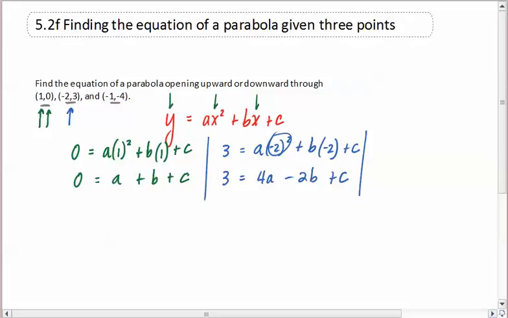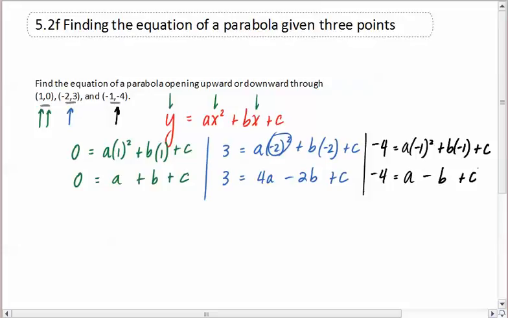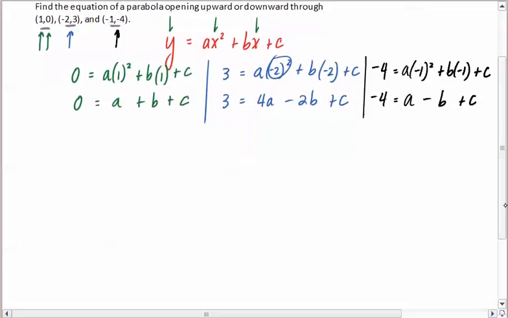And lastly, let's take a look at this one. The very last point, negative 4 is the y. So I'm going to put in for the x, negative 1, then again negative 1 for x, and there's the c. So I have negative 4 is equal to 1. Negative 1 squared is 1, so I don't need to write it, minus b plus c. Now I'm going to take these 3 equations, and that's going to be my system. When I solve the system, I'll have a, b, and c, and I'll put it right back into these positions here, and I'll have my parabola.